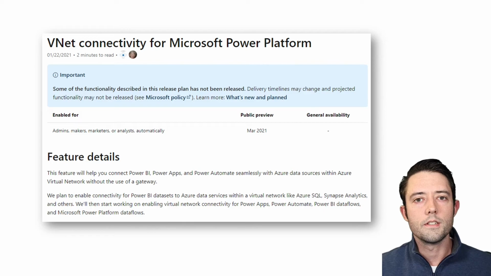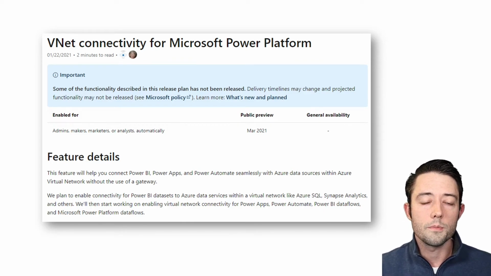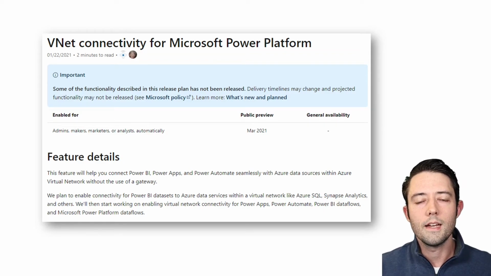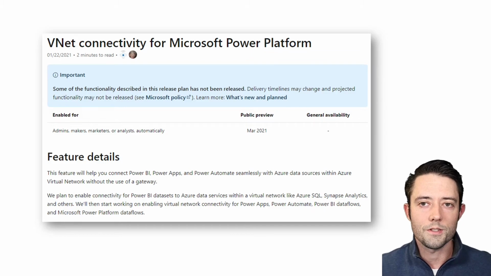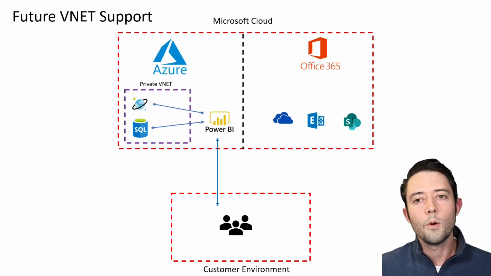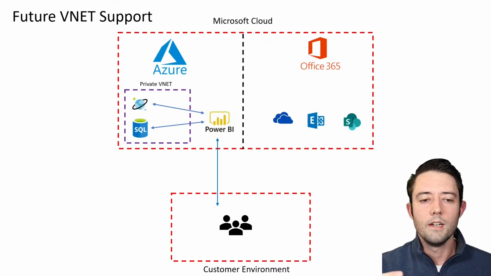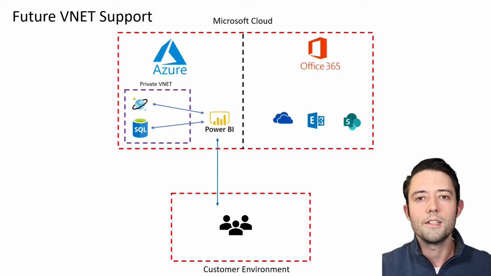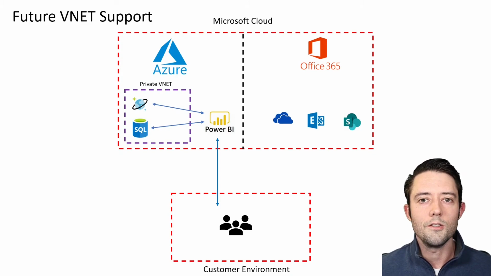The other thing I want to mention is that the Power Platform product group is actually rolling out VNet connectivity support. What this means is that in the future, you will not need the data gateway if you have resources inside of a VNet. And so what that looks like from an architecture perspective is the exact same kind of setup, except in this case, you'll see that Power BI is going directly to the resources in your VNet.